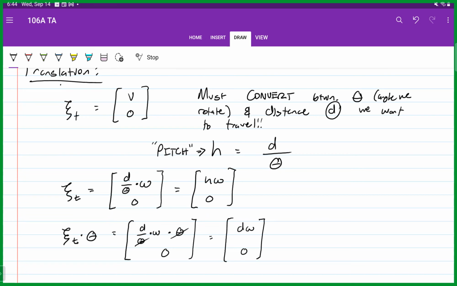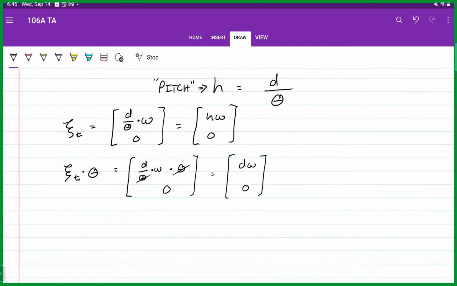Okay. So for screws, out of interest, usually they specify it as the distance between these threads on here. So for one full rotation, how many millimeters or how many inches do I move up over one full rotation, that's just like doing d over 2 pi in our case for our pitch calculation. So, yeah. Good luck with the homework.